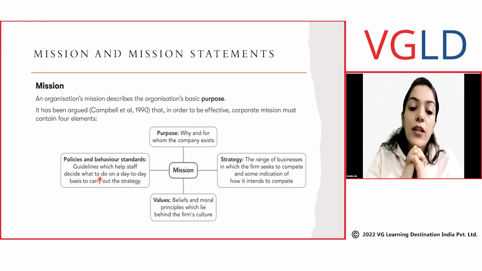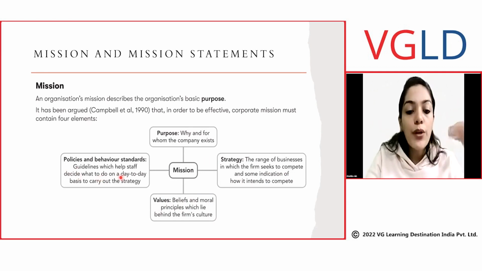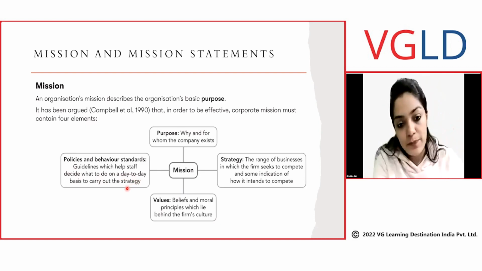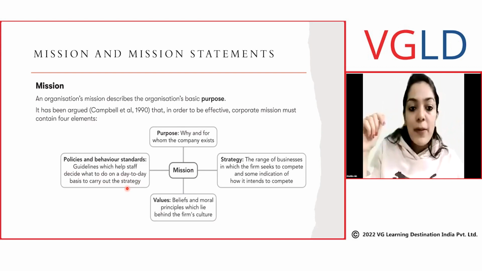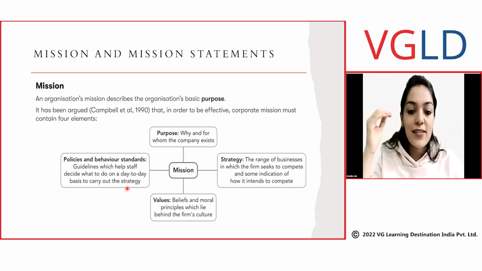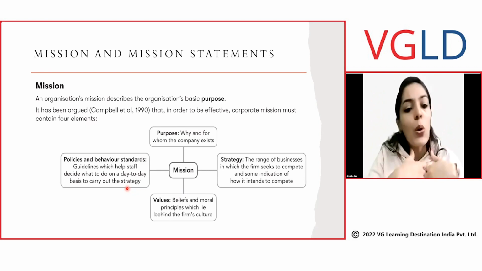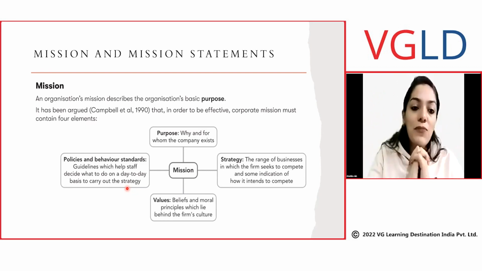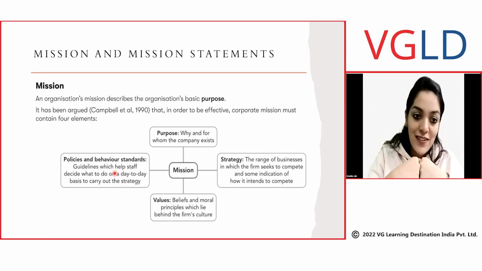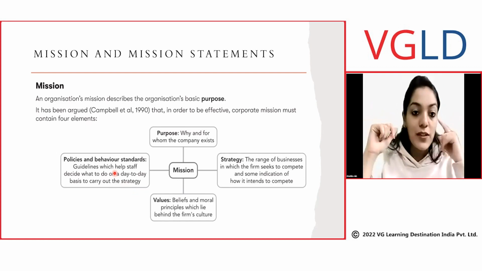And finally, we have policies and behavior standards, guidelines which help staff decide what to do on a day-to-day basis to carry out the strategy. Like in Flipkart, we have ABC as a strategy which all of our employees follow. What is that ABC? Audacity, bias for action, and having a competing attitude. How are you striving for being a leader in the market? All of these companies now follow these standards for the employees. It helps the staff to decide whether what they are doing is right or not. And it should be imbibed in the mission statement of a company.